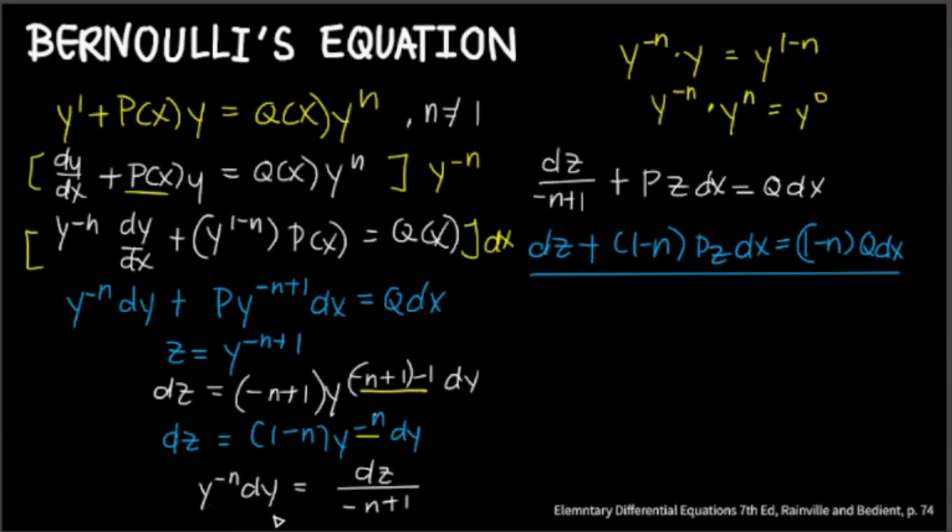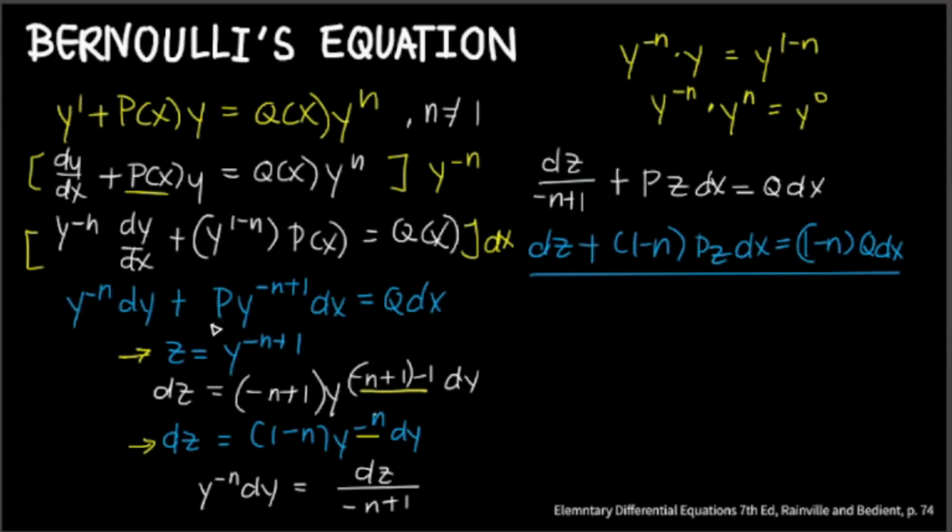Then, ang gagawin na natin is substitute na natin yung values na ito. Itong dalawa, substitute natin dito sa equation na to. Mapapansin natin, meron dyang y raised to negative n dy, and dito merong y raised to negative n dy. So, solve natin tong equation na to in terms of y raised to negative n dy. That will just be y raised to negative n dy is equal to dz divided by negative n plus 1. Therefore, itong y raised to negative n dy, mapalitan natin ng dz over negative n plus 1.